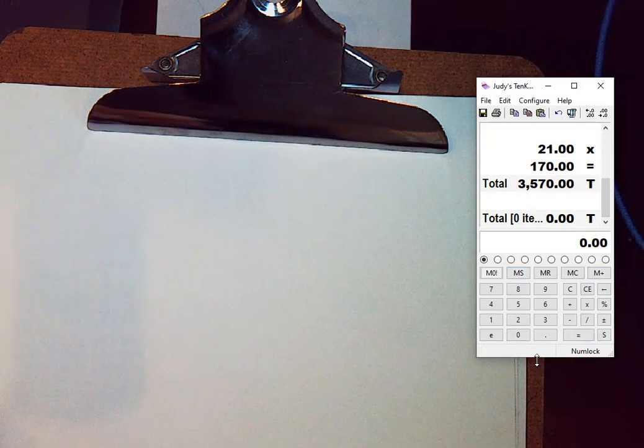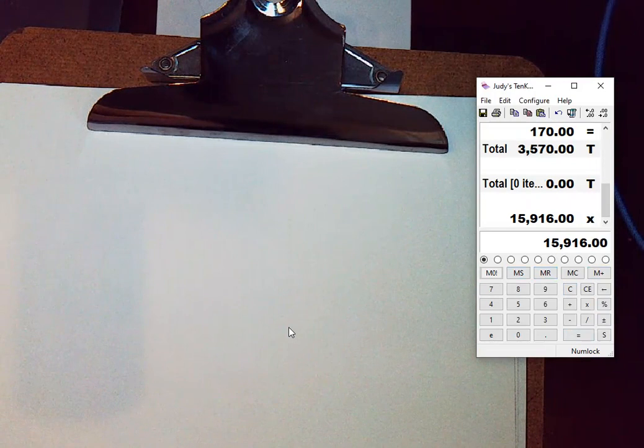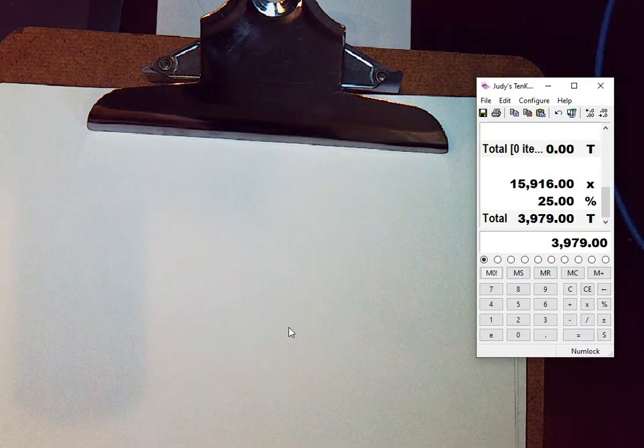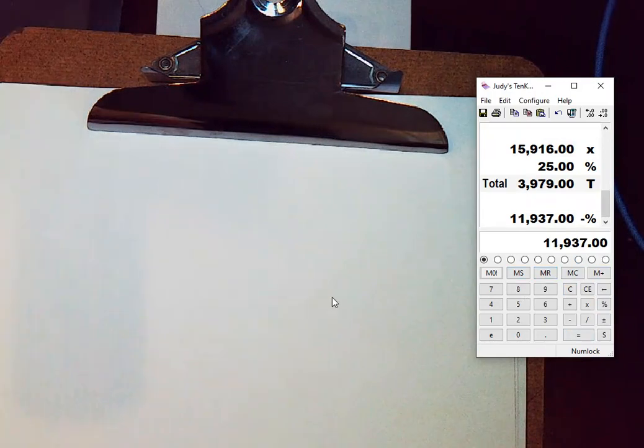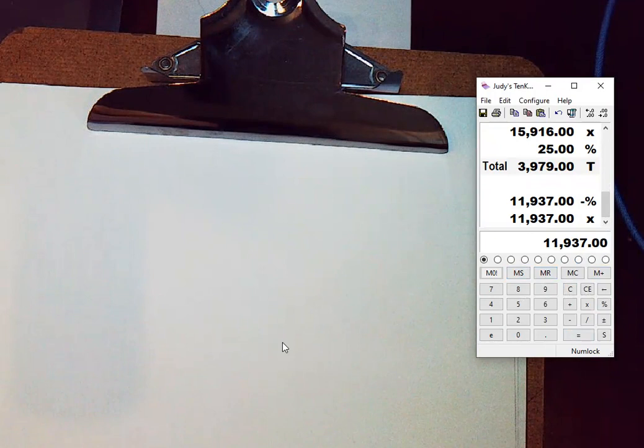So I'm going to recall that number and take it times the single trade discount, 25p. So 3,979 is the discount. Hit minus. 11,937 is the new net price. Now we need to add tax, which is a single increase, not a discount. So times 5.5p.